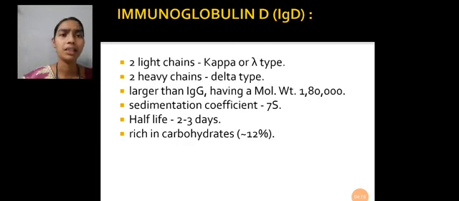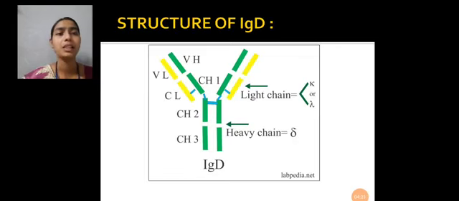Then the next type is D type. It has 2 light chains, kappa or lambda type, and 2 heavy chains, delta type. These are larger than immunoglobulin G, having a molecular weight of 1,80,000. Their half-life is 2 to 3 days. These are rich in carbohydrates. This is a typical structure of the immunoglobulin D. It consists of heavy chain, light chain of kappa or lambda type.